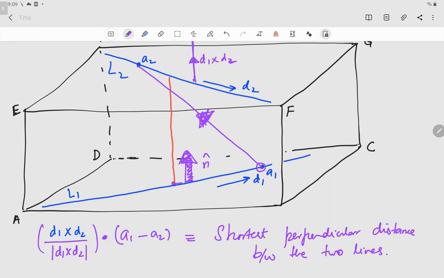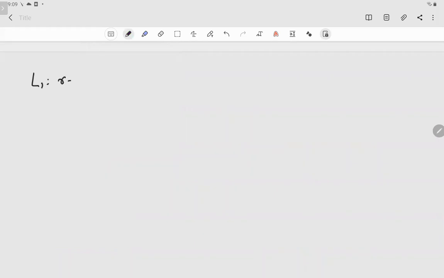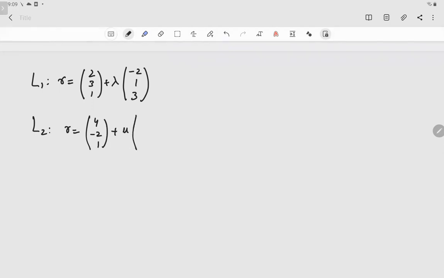Okay. Now, should we try to apply this equation? Let's apply this method of finding the shortest perpendicular distance between the two lines. This is line L1, (2, 3, 1) plus lambda (minus 2, 1, 3). And this is line L2, (4, minus 2, 1) plus mu (1, minus 3, 2). Now find the shortest perpendicular distance between these two.